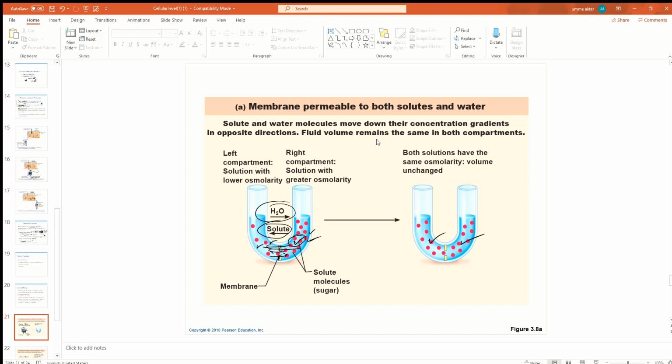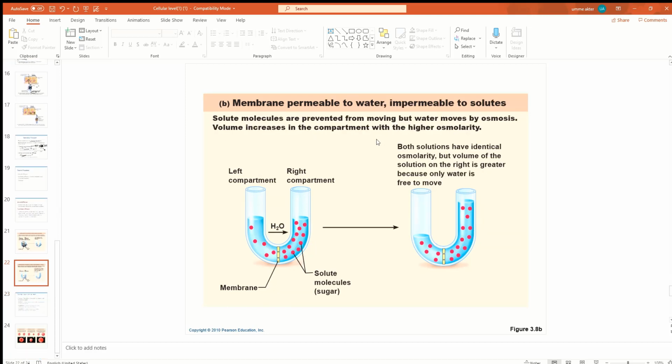So finally the concentration will be equal on both sides. Now if you put the semi-permeable membrane that has small holes, smaller than the solutes, in this case what will happen? Only water will move from this side to this side. Water molecules are small, right? But solutes will not be able to move. So the volume of water will increase because the water is moving until the concentration becomes equal in both sides.